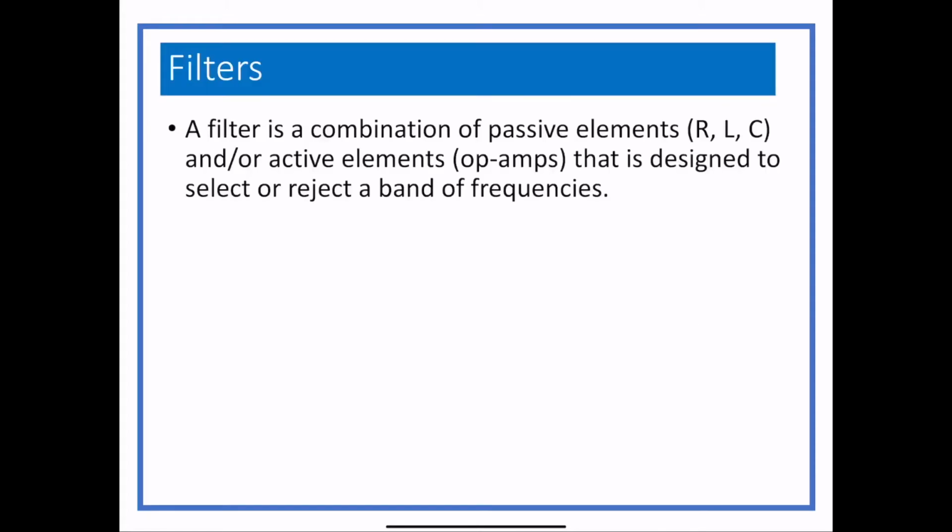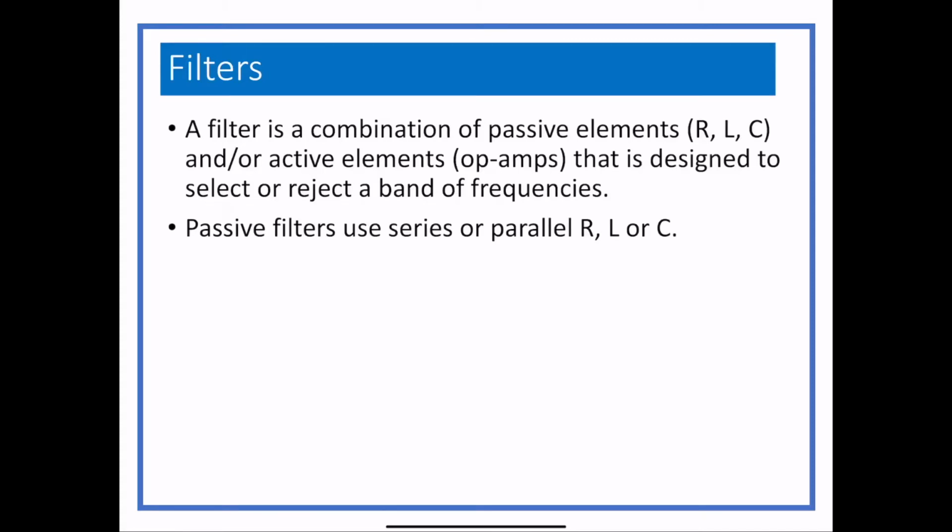filters are just a combination of elements, usually passive elements like resistors, inductors, and capacitors. Inductors we don't use so much because they're really large and they lose a lot of signal and they don't fit in well with our wanting to make things small. But we can either add an op-amp or not to make a filter. So you can make filters either with or without an op-amp, and all they're designed to do is either let certain frequencies pass through or block certain frequencies. That's basically all they do.